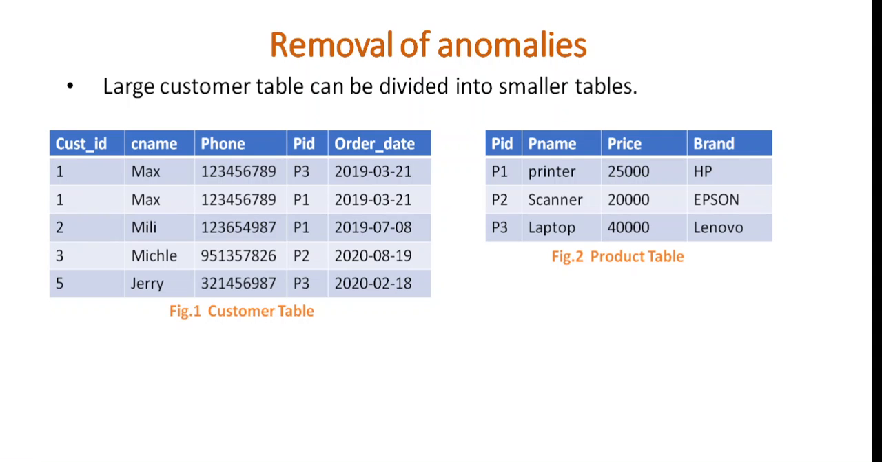Though we have divided one larger table into two tables, those two tables can still be joined together. They can be related by using a common attribute, that is the foreign key, which is the product ID in this case. This is roughly called the normalization process, that is, dividing a larger table into smaller tables to remove insert, update and delete anomalies, and to minimize redundancy or duplication of data.